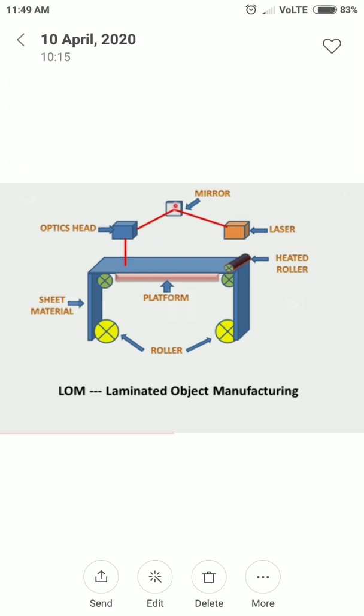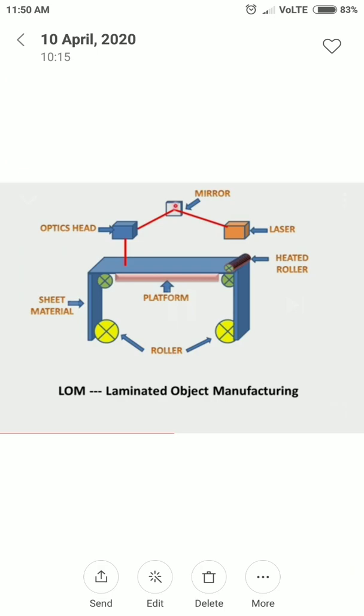I think there's no need to discuss much about laser because you have already studied it in many subjects, I think three to four subjects in engineering. This laser topic is repeated, and its applications are more and more in the engineering field. Then after that, the mirror is there.